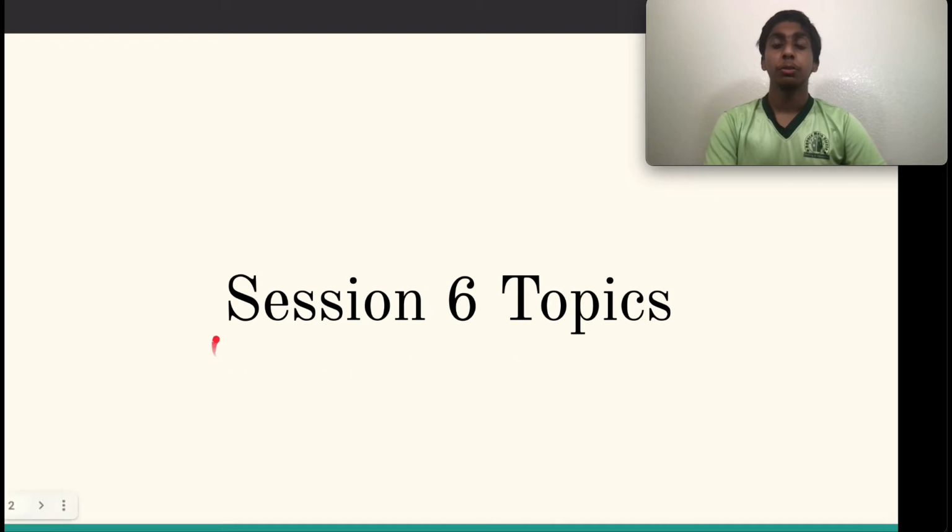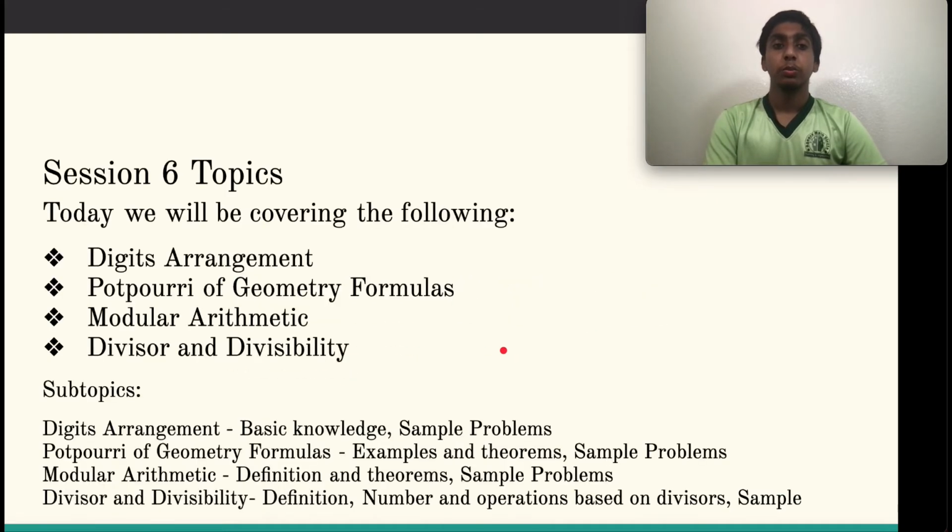So what exactly are we going to be learning today? We're going to be covering the following broad topics. Number 1 is digits arrangement. Often you'll be asked to find the greatest product that you could form with these numbers, or the smallest product that you can form with these numbers. That's what we're going to be covering in digit arrangements.